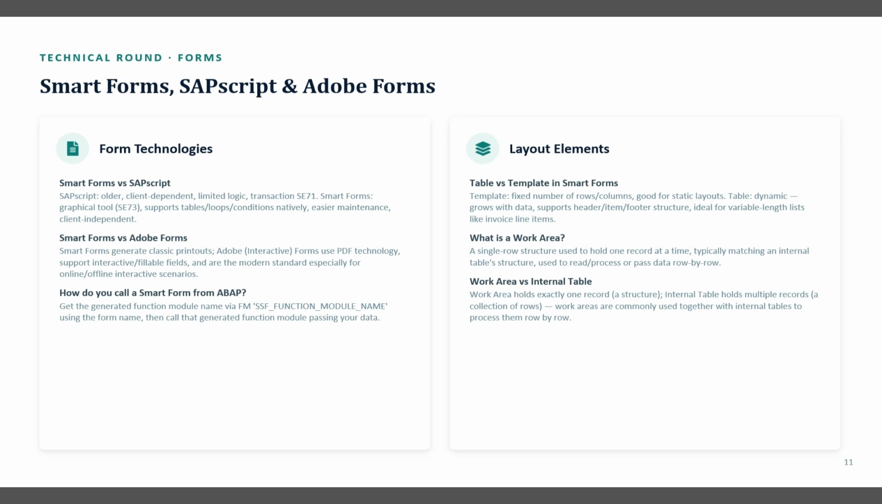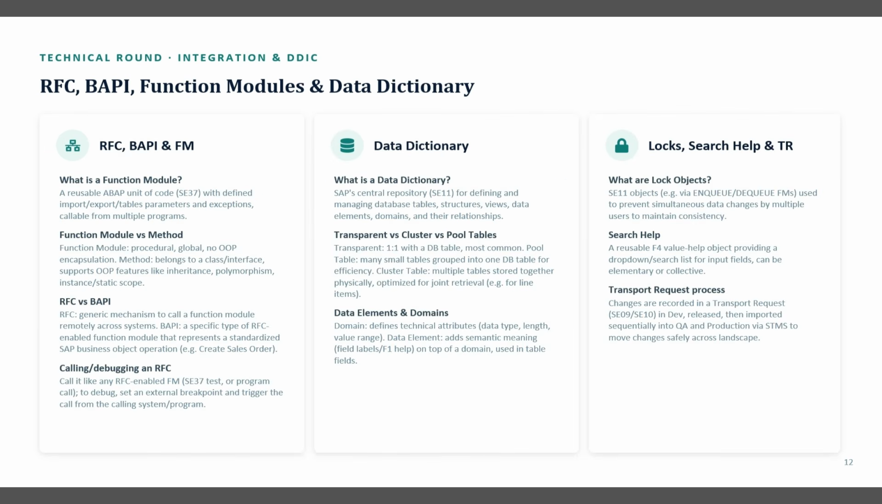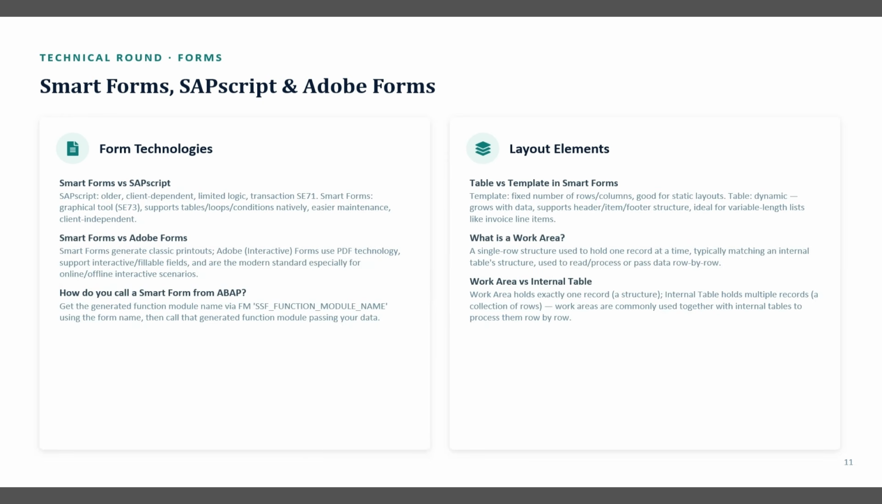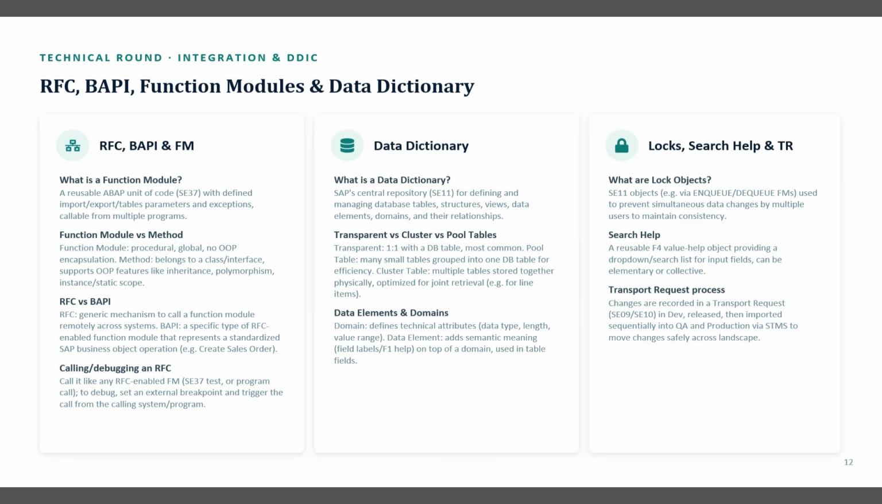For debugging background jobs, remember SM37 to monitor job status and logs, and JDBG specifically to attach the debugger to an active background job.